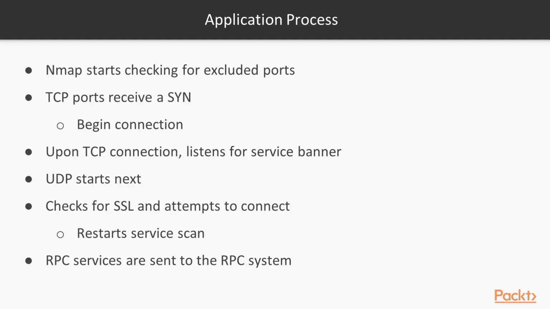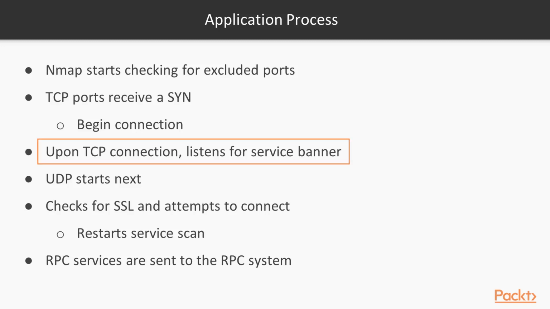It'll start out after determining if a target is up and then sending the port scan to it and figuring out what ports are open. It will then check for excluded ports, any ports that we decided not to scan. It will skip those, and then it will begin a TCP SYN for any TCP ports that it detects. Whenever that open port connects to us, it'll listen for a service banner.